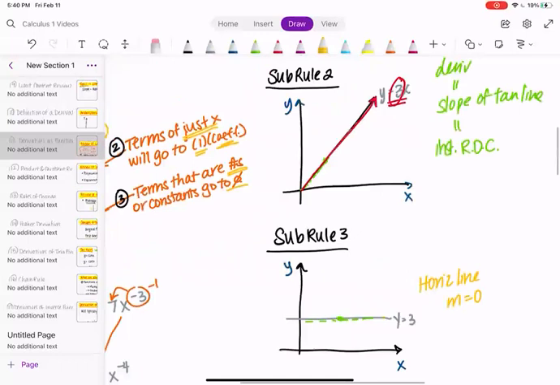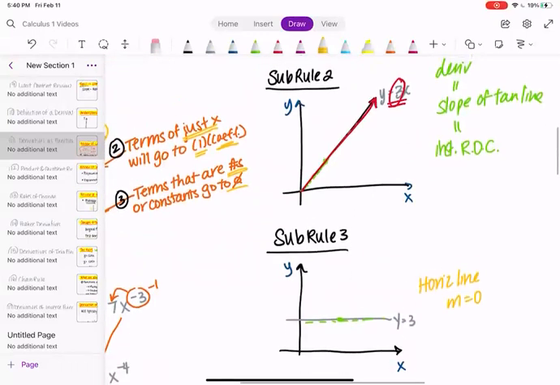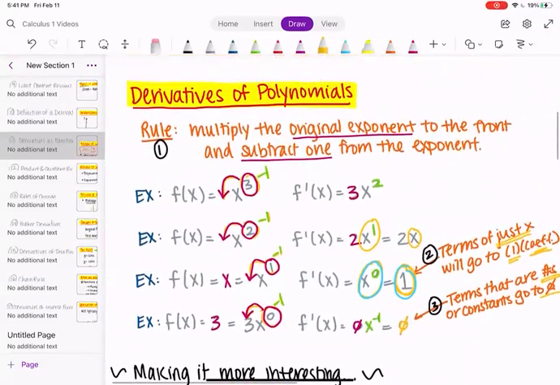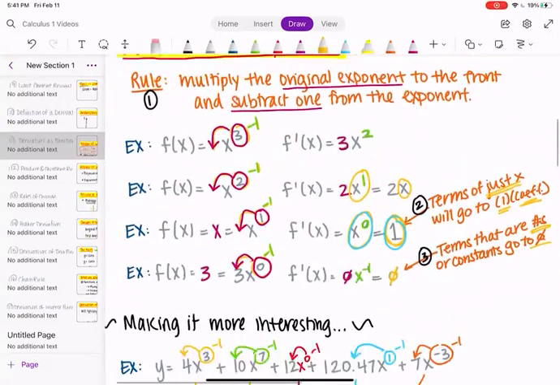So it's the same sentiment as this, where we're taking the slope of the straight line, but because it's a horizontal line, because it's a constant, there is no rate of change, right? The value is not changing when x changes. That's why m equals 0. So those are some general rules. So let's combine a couple things, spice it up a little bit.